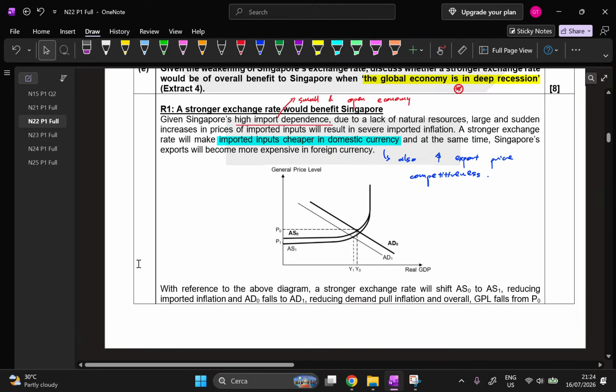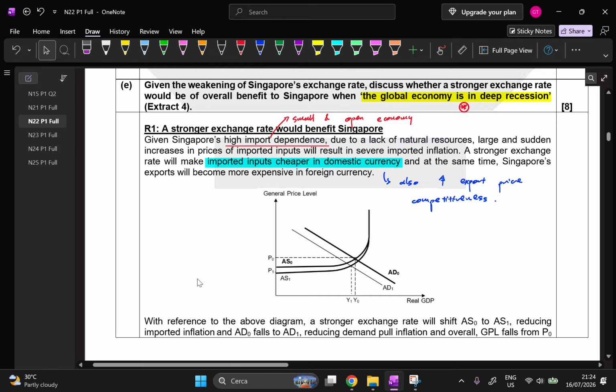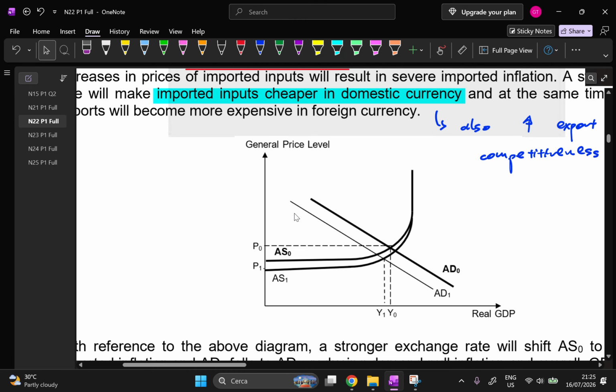Anyway, back to the question. I'm sorry to have digressed so much, but I hope you can have a better understanding of the theory now and can approach the question. So I'm just going to go through the question very, very quickly. Singapore has high import dependence because it has a small and open economy, and so on. Now, in addition to imported inputs being cheaper in domestic currency, that's why because my imported inputs are cheaper in domestic currency, my cost of production goes down, I decrease the horizontal portion of the AS.